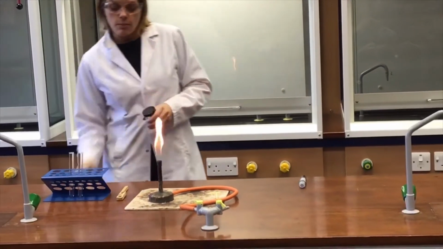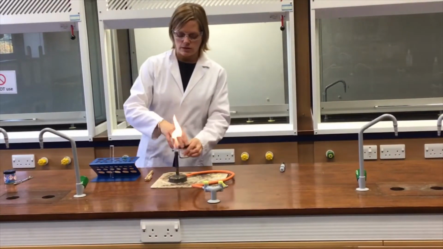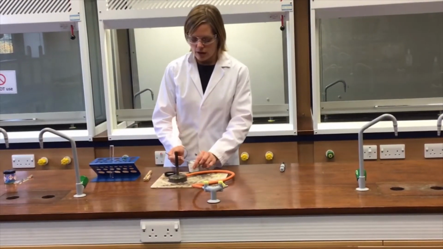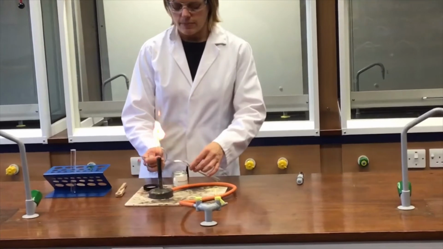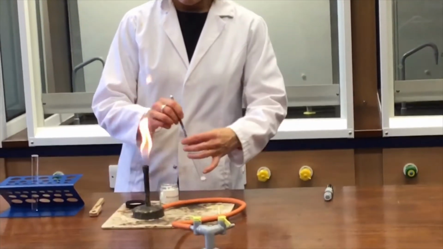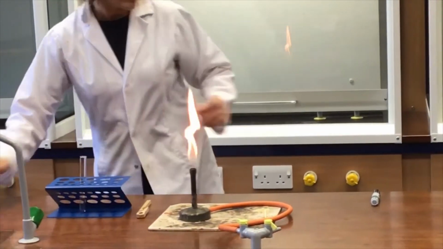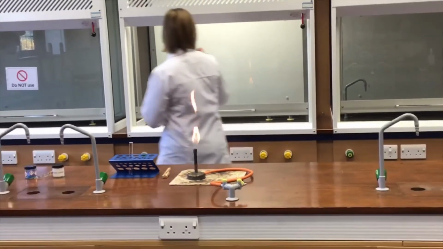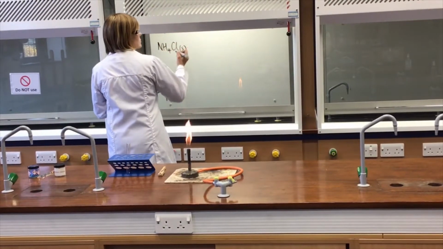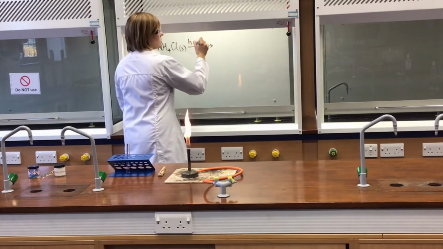So I'm going to put some ammonium chloride into a test tube like so. So I'm just going to take the lid off and grab a spatula and just take maybe a couple of spatula loads of ammonium chloride into the test tube like that. So ammonium chloride then, formula is NH4Cl, and that's a white solid at room temperature. And what I'm going to do is heat that up.